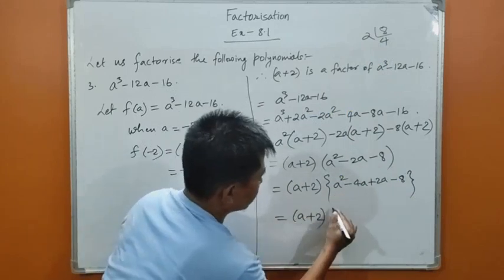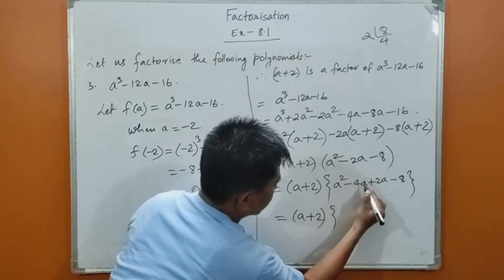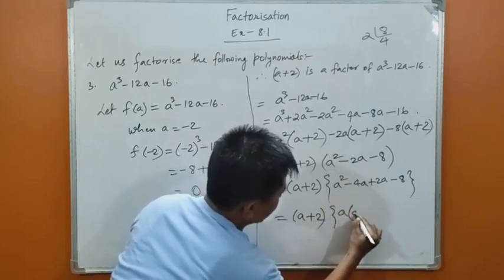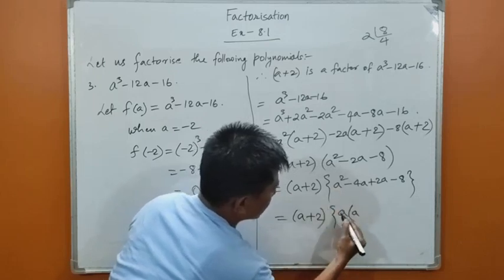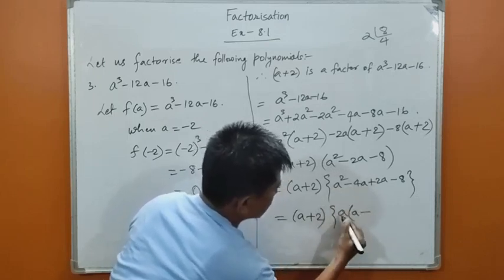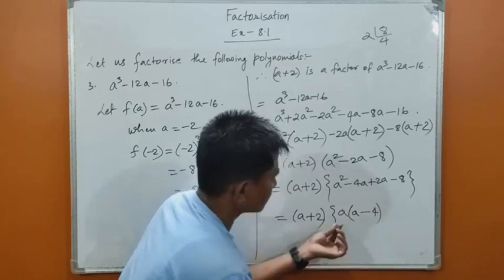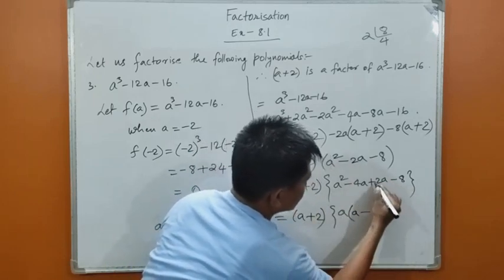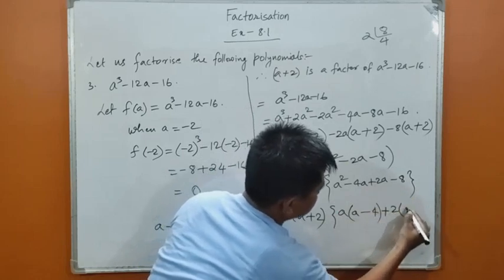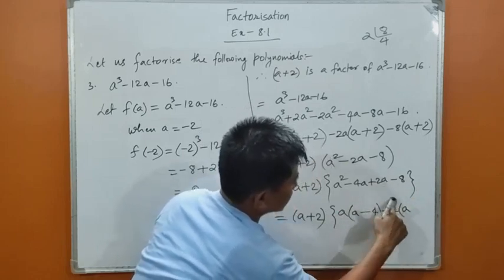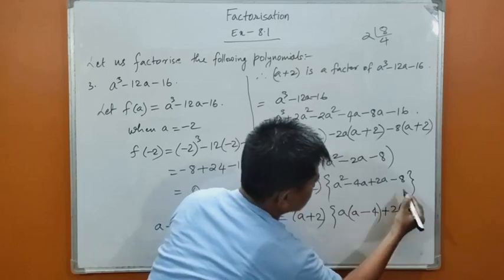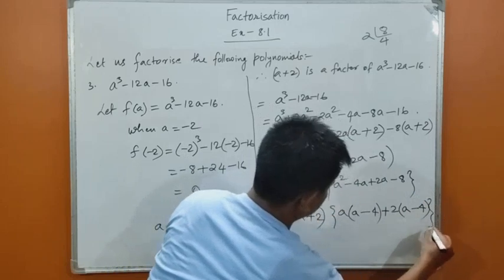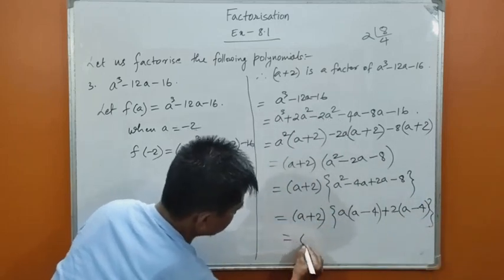Okay. Now this is a plus 2. From here we take the common a from these two. So this is a into a. A into a is a square. Plus into minus is minus. A into 4 is 4a. From here we take 2 common, plus 2 common. 2 into a is 2a. Plus into minus is minus. 2 4s are 8. Okay, now curly bracket closed. So this is a plus 2.